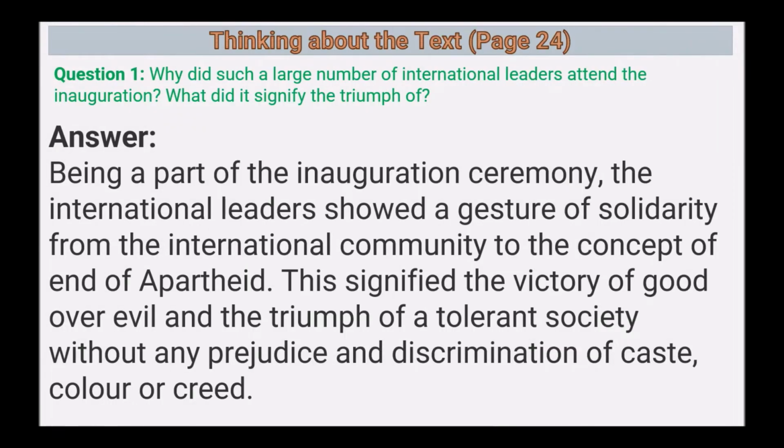Why did such a large number of international leaders attend the inauguration? What did it signify the triumph of? Being a part of the inauguration ceremony, the international leaders showed a gesture of solidarity from the international community to the concept of the end of apartheid. This signified the victory of good over evil and the triumph of a tolerant society without any prejudice and discrimination of caste, color and creed.